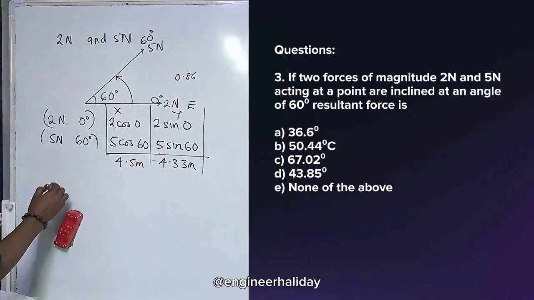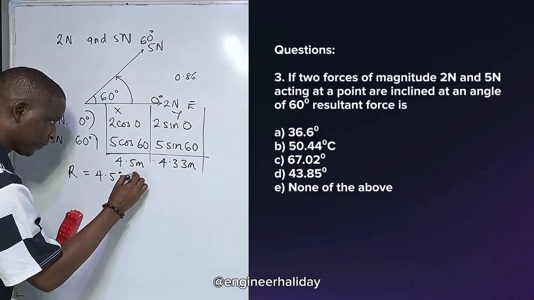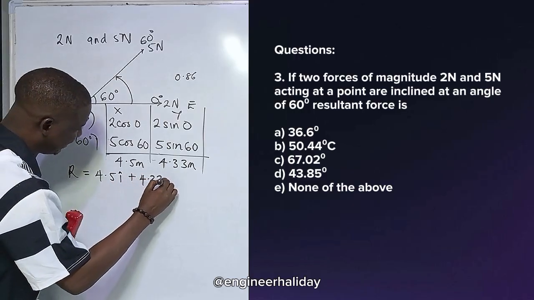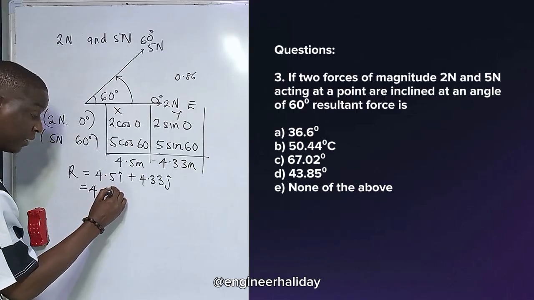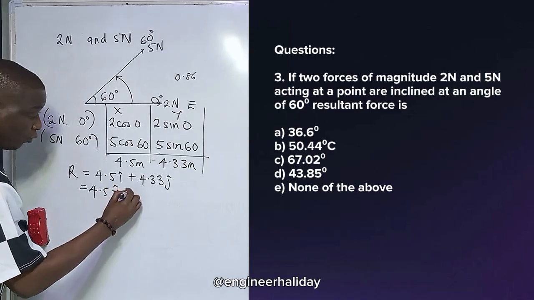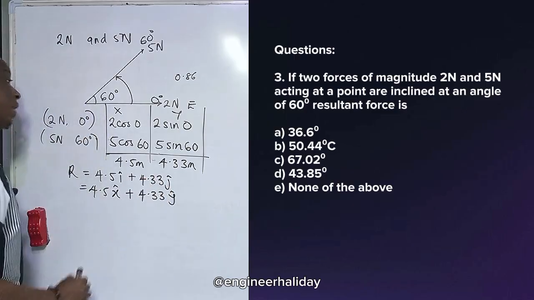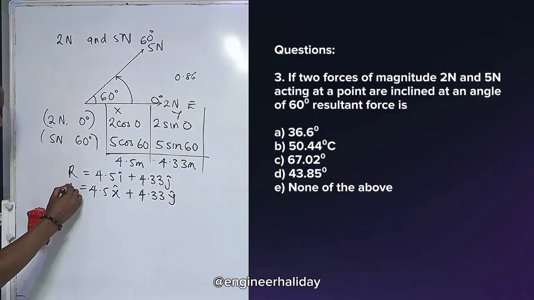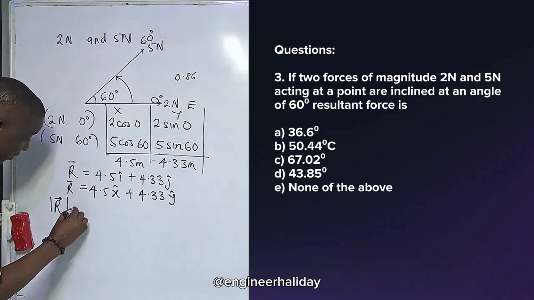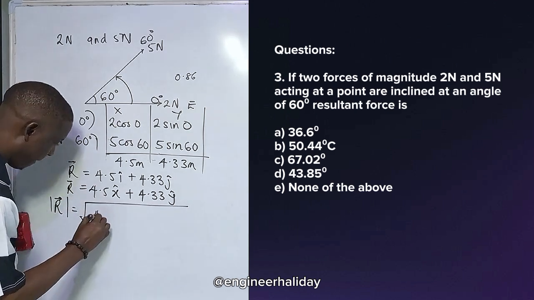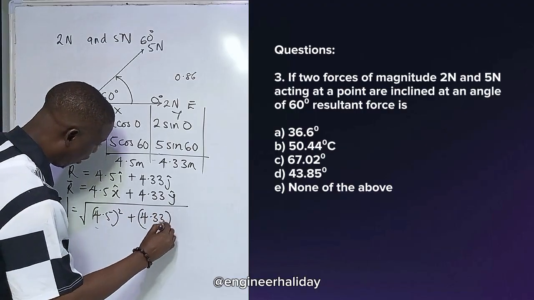If you want to write it in vector form, the resultant can be written as 4.5 i plus 4.33 j. Or sometimes we can write it as 4.5 unit vector along the x-axis, then 4.33 unit vector along the y-axis. What about the magnitude of the resultant? It is the square root of 4.5 all squared plus 4.33 all squared.